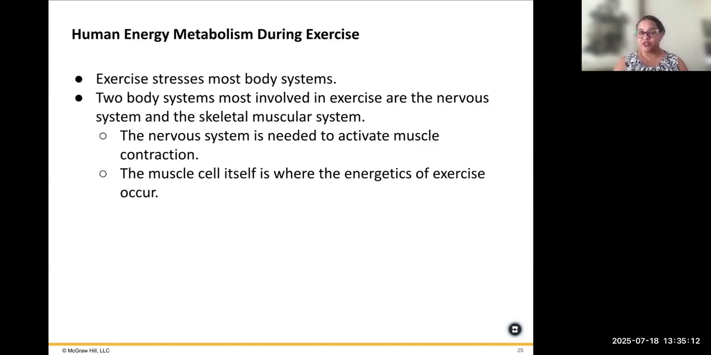Human energy metabolism during exercise. Exercise will stress most body systems, but we tend to focus on the nervous system and the muscular system. So the nervous system is needed to activate muscle contraction, and then the muscle cell itself is where the energetics of exercise occur.